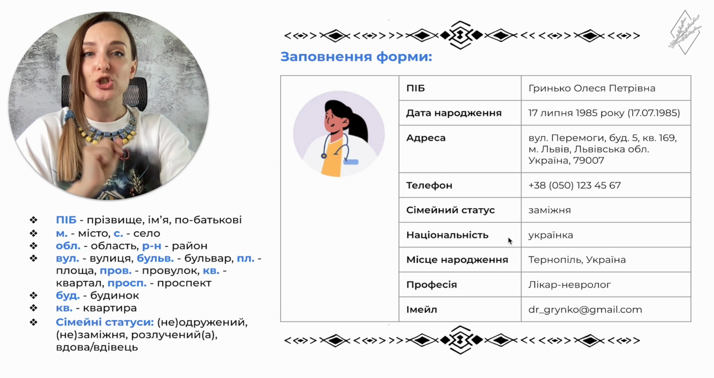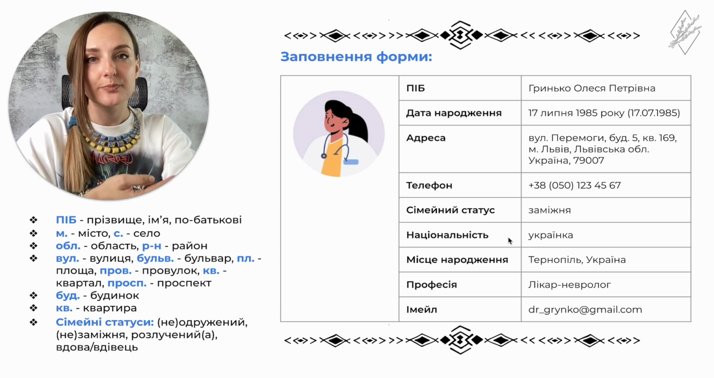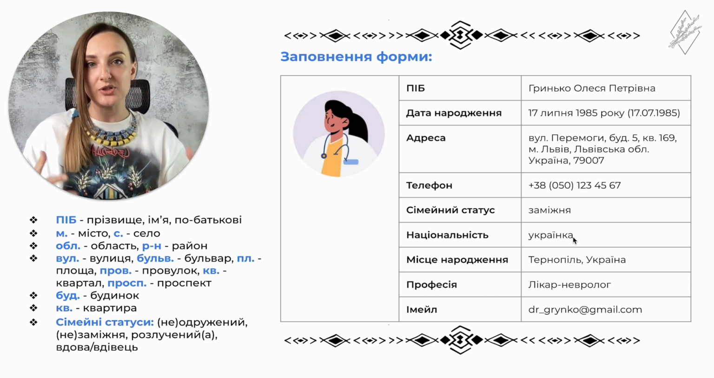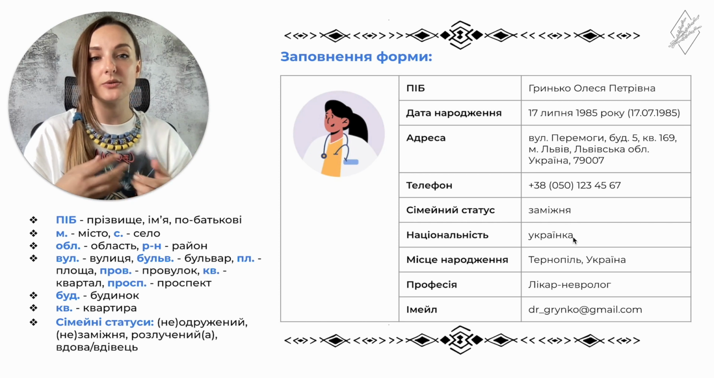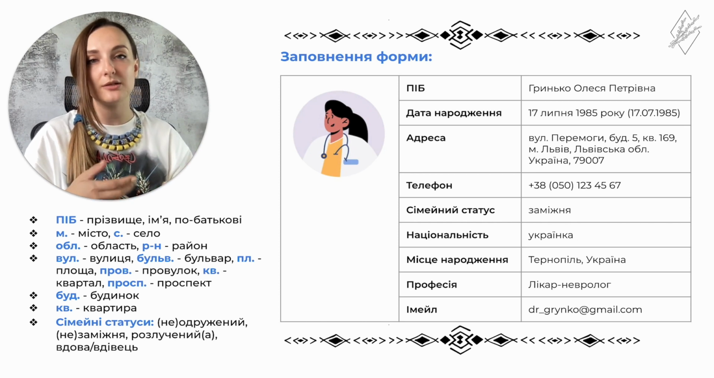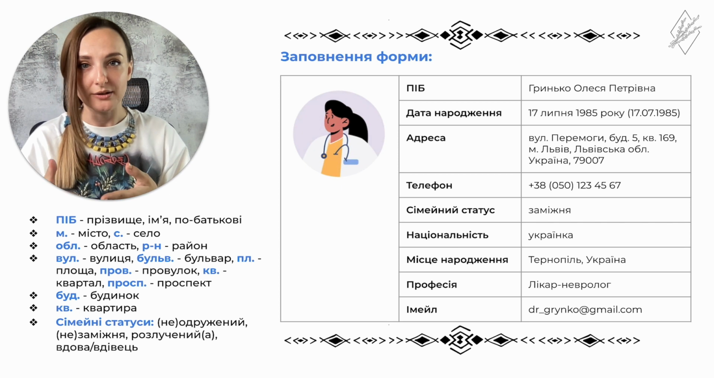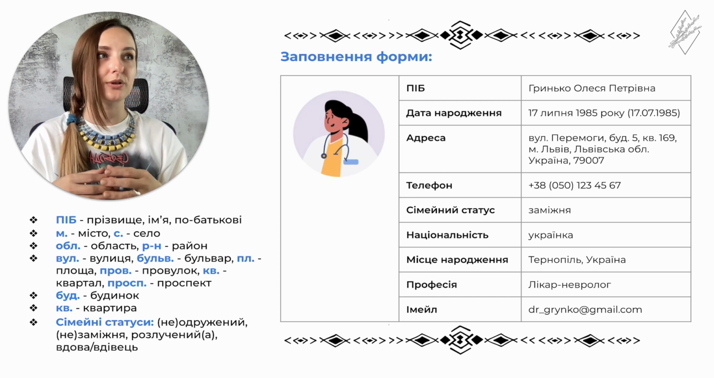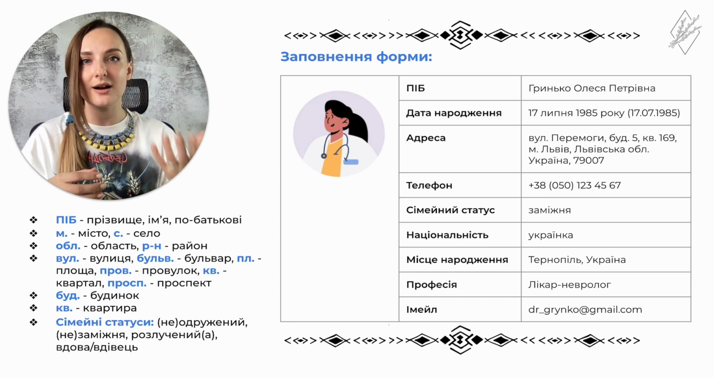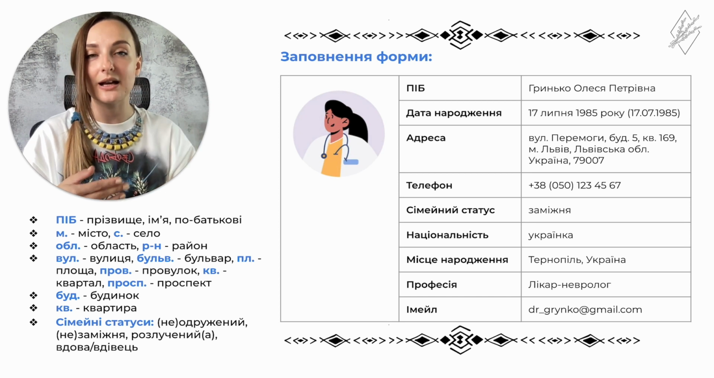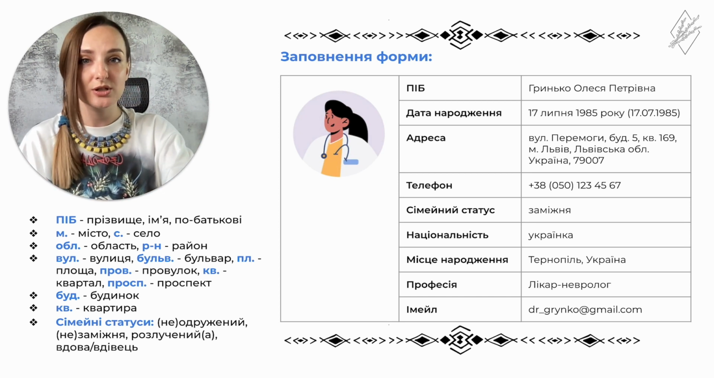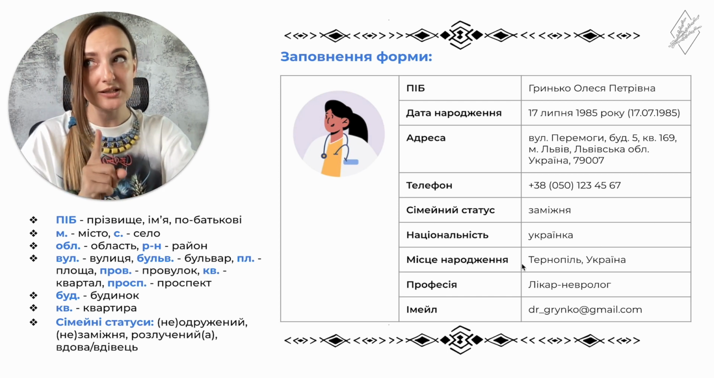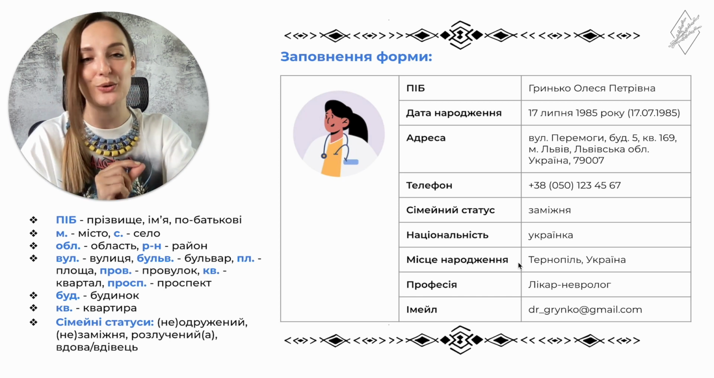The next one, nationality, національність. And here we use the noun which describes our nationality. For example, in Ukraine it will be українка for women and українець for men. For each country, of course, we have different nouns. For example, англієць, американець, англійка, американка, and so on. You just need to find out what's your nationality, how it sounds in Ukrainian, and you can write it down right here. But be attentive because we have feminine and masculine forms.